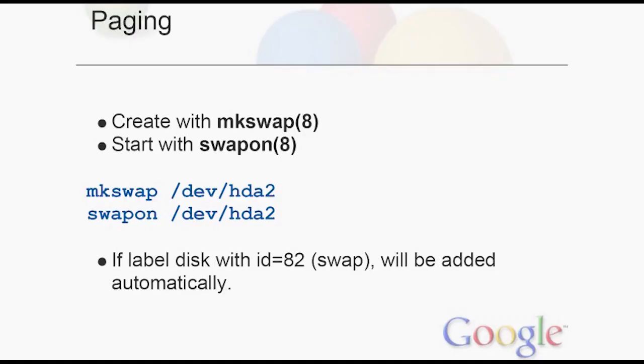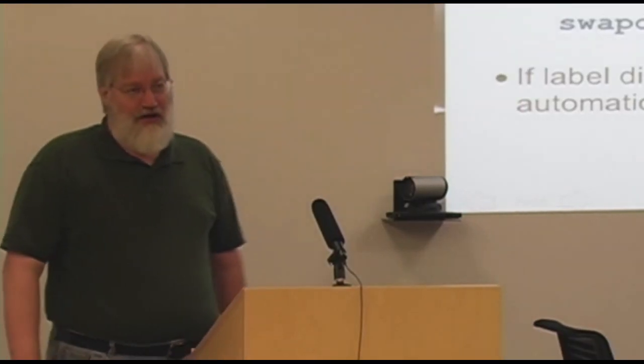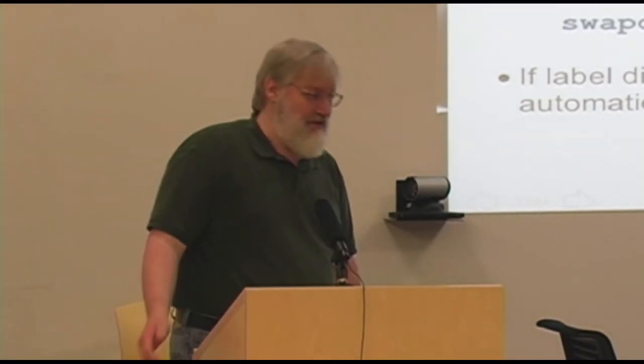To create a swap space, you use the mkswap command. And then you start using a particular swap space with swapon. So if you, for example, had the second partition on an IDE drive dedicated as a swap, then you would do that to initialize it. With most Linux distributions, they do this for you during their install process, but you can always add more swap if you need to.